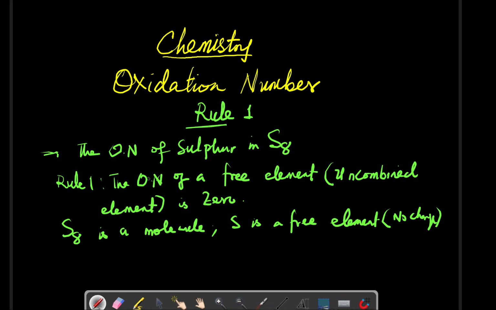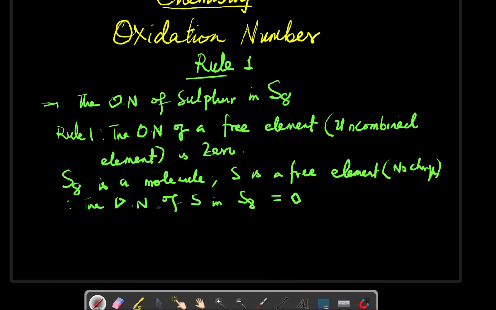So what then is the answer now that we have established this? It means that the answer is, therefore, based on what we have established so far, the oxidation number of sulfur in this molecule of sulfur is equal to 0. Remember this statement, the oxidation number of a free element is 0. So the oxidation number of sulfur in this case is 0.